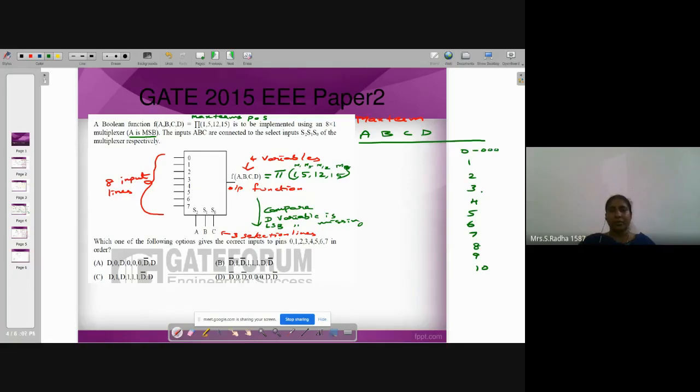So max term 0, how will you write? Max term 0 means A plus B plus C plus D. This is max term 0. Max term 1 means A plus B plus C plus D complement. This is max term 1. So in max term, 0 means normal form, 1 means complement form.